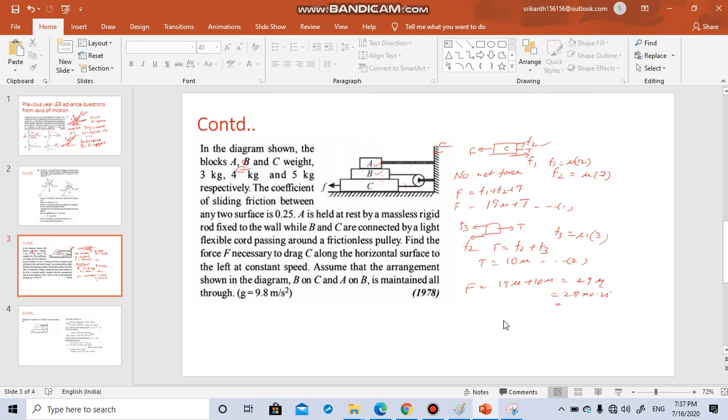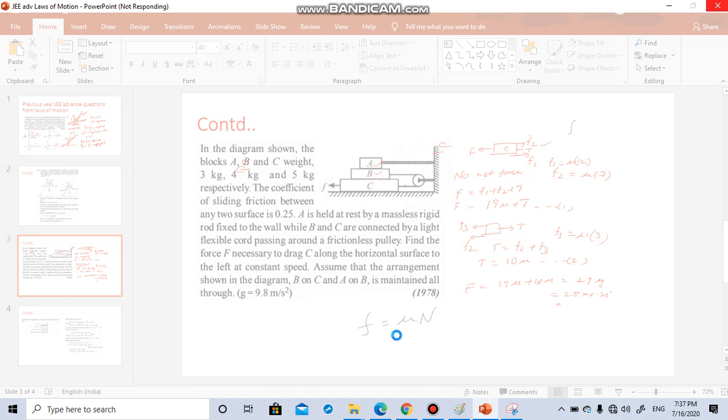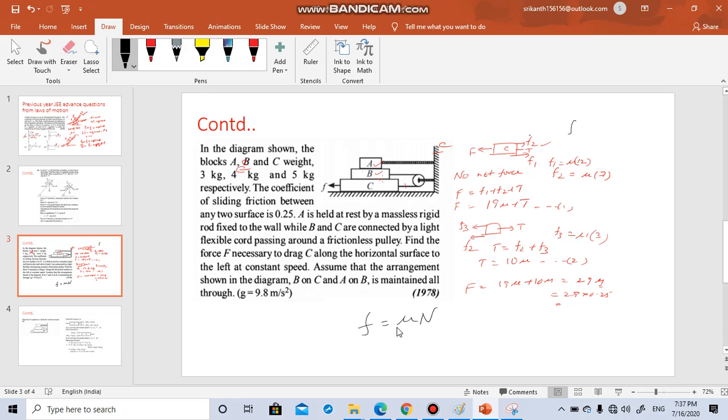While discussing this question, actually it is mu times N, which means we are taking only the mass part here. Every value has to be multiplied with g. When you are calculating this, F is equal to mu times N. So it is mu times mg finally, right? So here we have missed that g part. So you have to add this g. Finally, you are missing that g part.